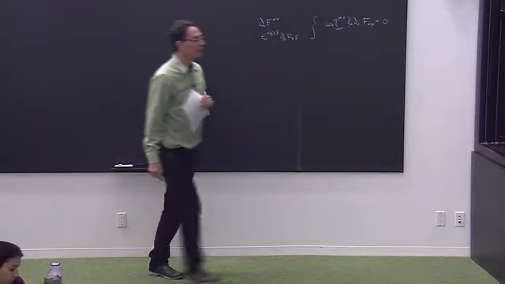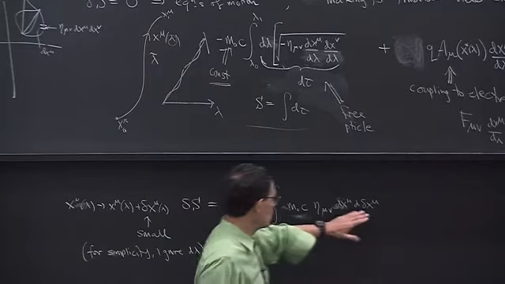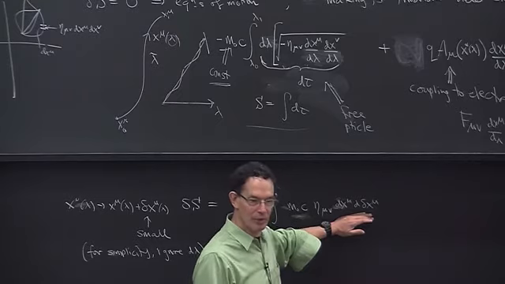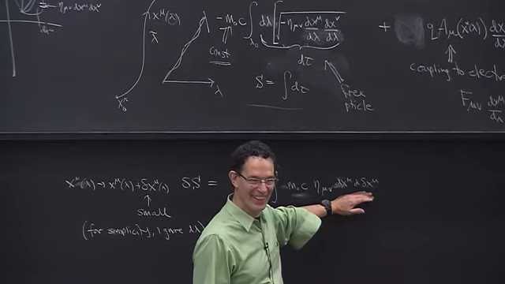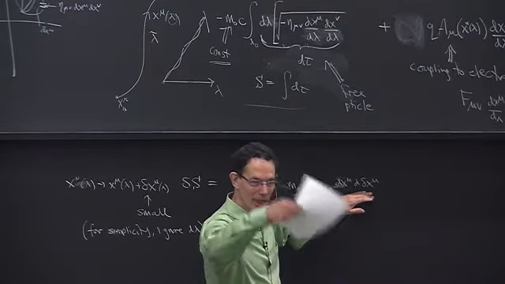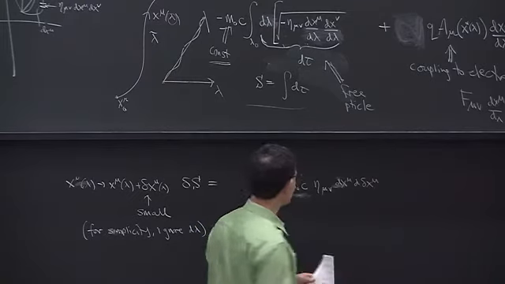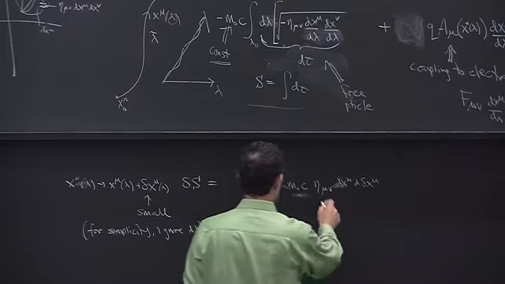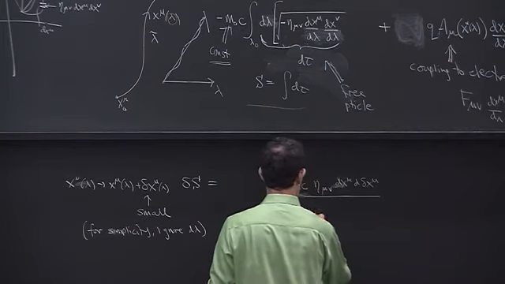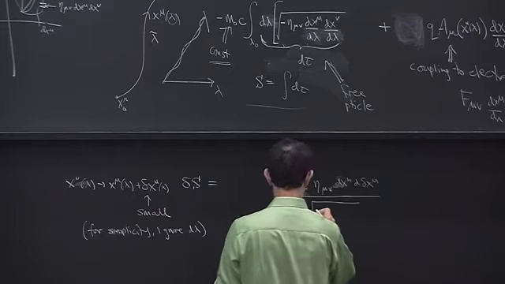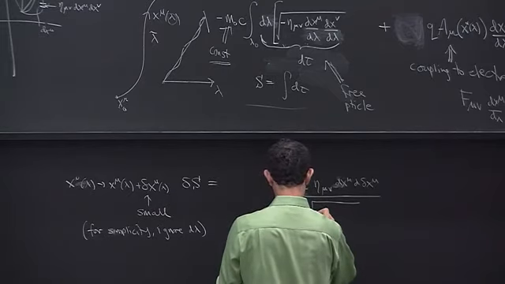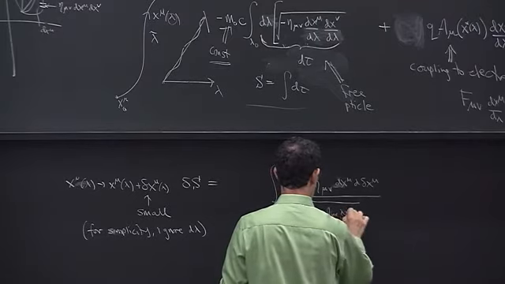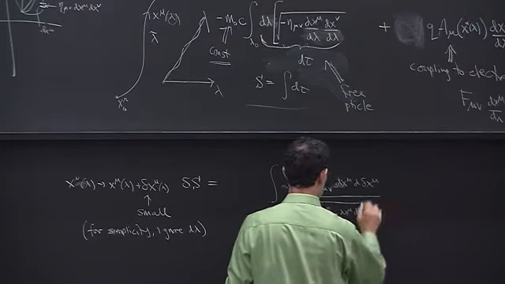If you want to interpret what this means, d of delta x mu means d by d lambda of delta x mu. It's the derivative of the variation of the path. But as I said, just for the algebra, I'm going to remove the d lambdas. Now I've got to divide by the square root. So I divide by the square root of minus eta mu nu dx mu dx nu.